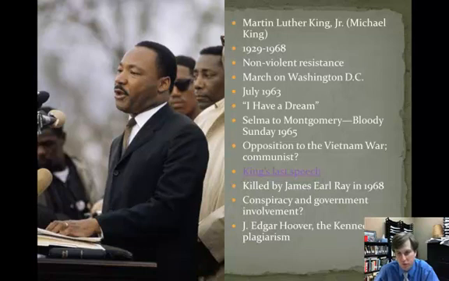Now, King, of course, was killed by James Earl Ray. At least that's what the official story is in 1968. And the King family to this day, and even people associated with King, believe that James Earl Ray was set up and that the government was actually involved. In fact, J. Edgar Hoover and the FBI had been monitoring King for years, and that's who people really believe was behind the assassination of King.